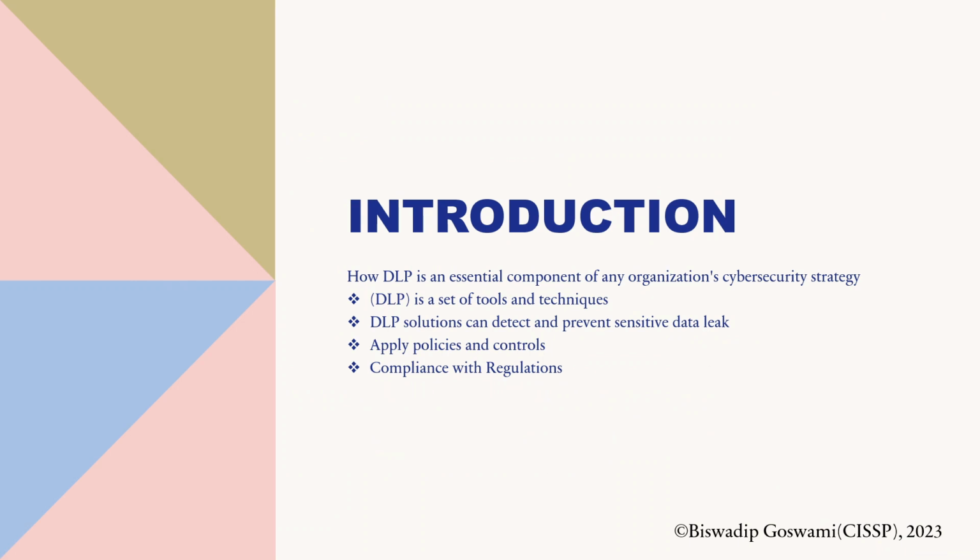So, what is DLP? Its importance and examples? Let's see. DLP, or data loss prevention, is a set of tools and techniques designed to prevent sensitive data from leaving an organization's network. It is an essential component of any organization's cybersecurity strategy. DLP aims to detect and prevent data breaches, data theft, and data leaks by monitoring and controlling the movement of data.